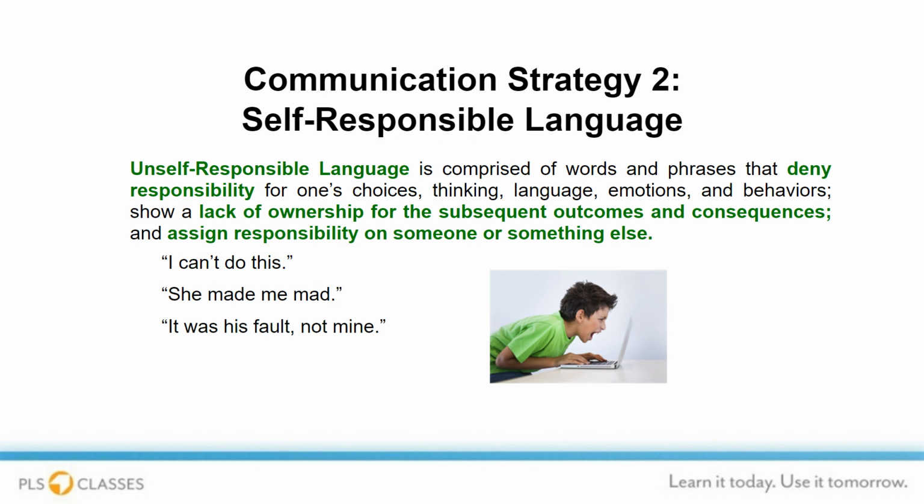Unself-responsible language is comprised of words and phrases that deny responsibility for one's choices, thinking, language, emotions, and behaviors, show a lack of ownership for the subsequent outcomes and consequences, and assign responsibility on someone or something else. For example, I can't do this. She made me mad. It was his fault, not mine.